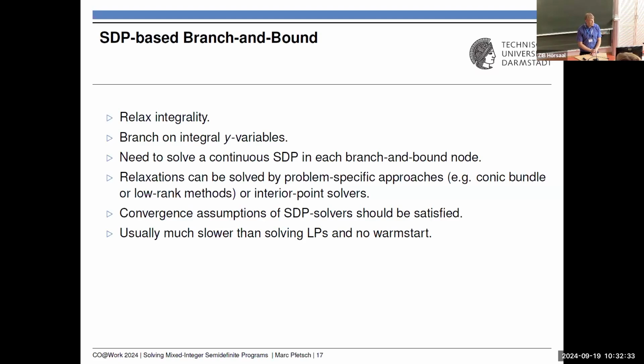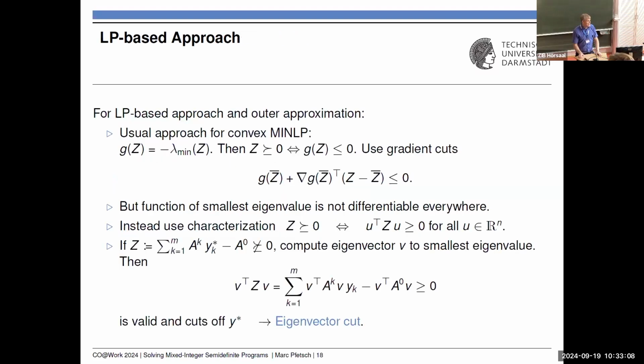And then remember that we don't have a warm start, so in each node, we have to solve essentially the problem from scratch. That's a downside of this approach, but on the other side, these relaxations are usually very strong, so you will need fewer nodes in total to derive similar bounds as in the linear case. Okay, so this is really quite natural. You just replace linear relaxations by SDP relaxations. That's it.